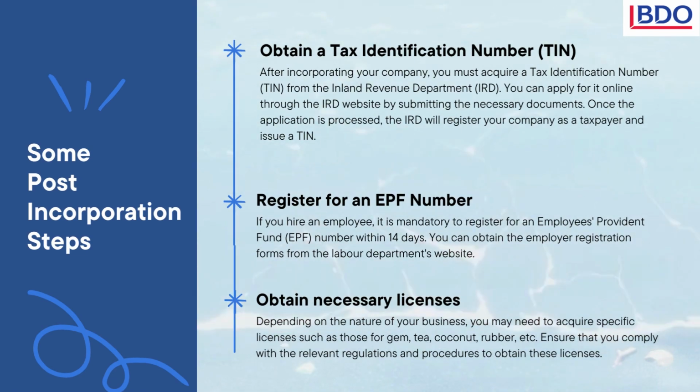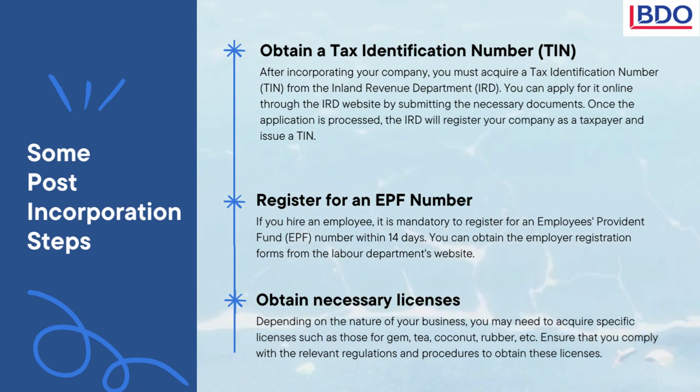Here are some post-incorporation steps that you may follow. Obtain a tax identification number or a TIN. After incorporating your company, you must acquire a tax identification number or a TIN from the Inland Revenue Department or the IRD. You can apply for it online through the IRD website by submitting the necessary documents. Once the application is processed, the IRD will register your company as a taxpayer and issue a TIN.